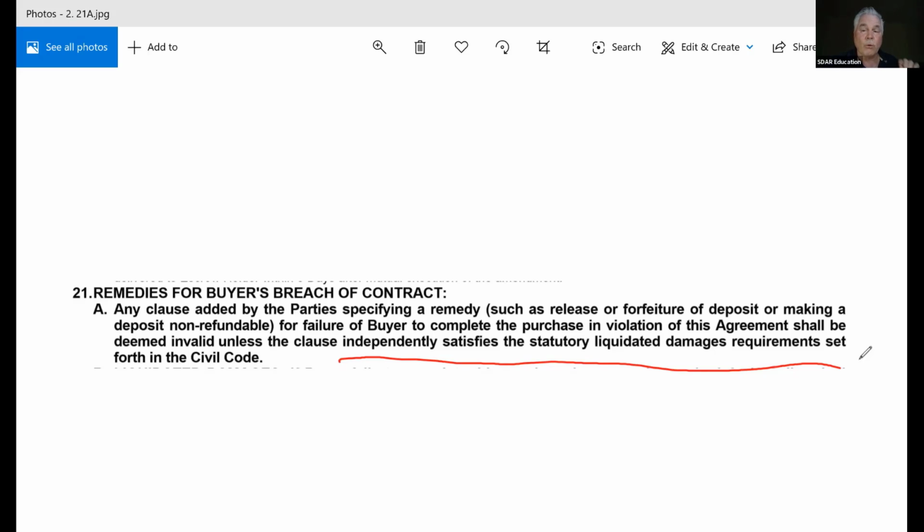So if you thought it wasn't complicated, it's incredibly complicated. And yet I still see people do it. So the answer is don't do it. This is what it's going to talk about. In the event that you try to do it, it's going to call it invalid.